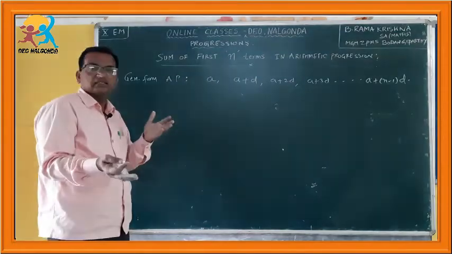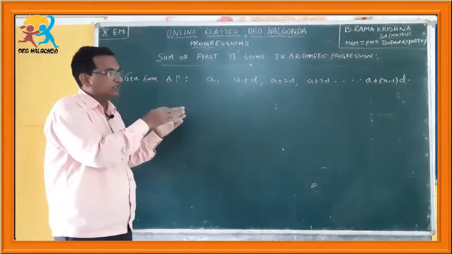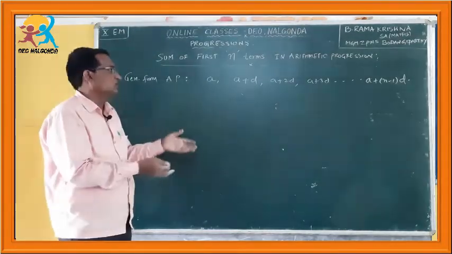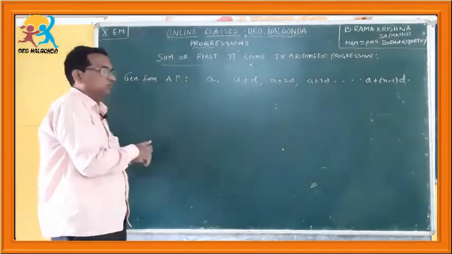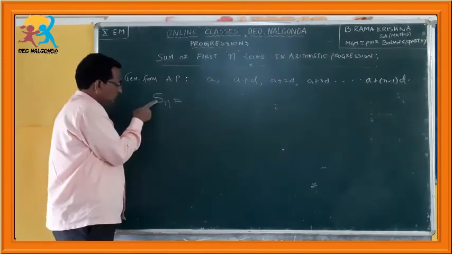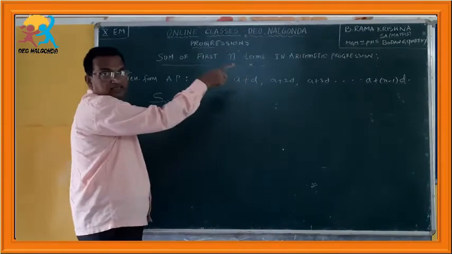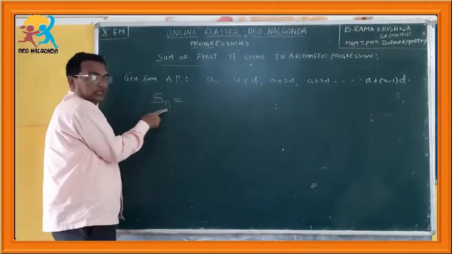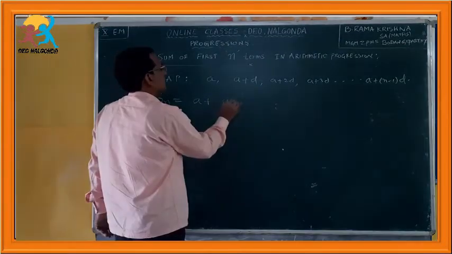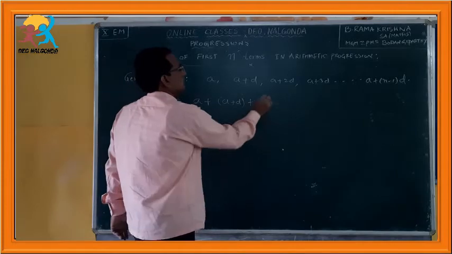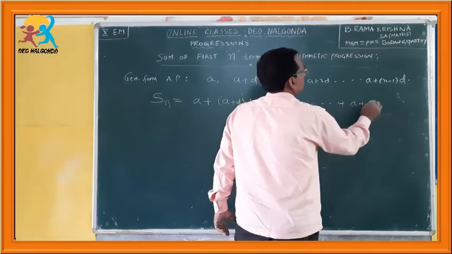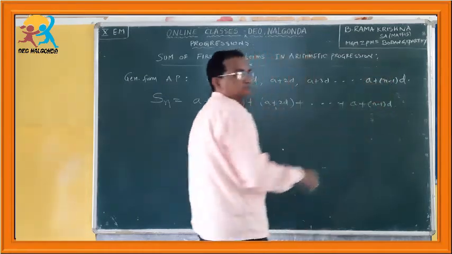Now, just like the case in which Gauss found the sum of the first 100 natural numbers, we will do the same procedure here also. Let this be Sn. Sn means the sum to n terms. We took the last one as the nth term, no? Therefore, the sum to n terms is equal to a plus a plus d plus a plus 2d plus and so on plus a plus n minus 1 into d.